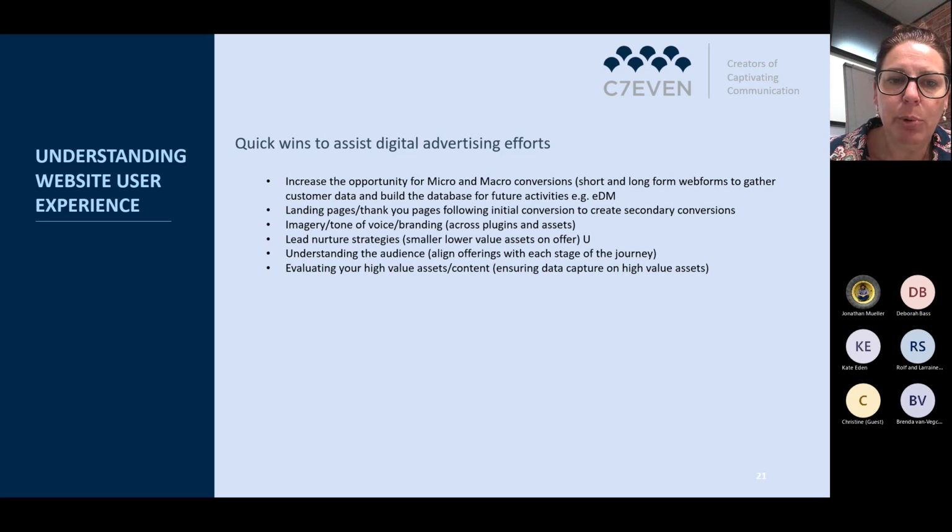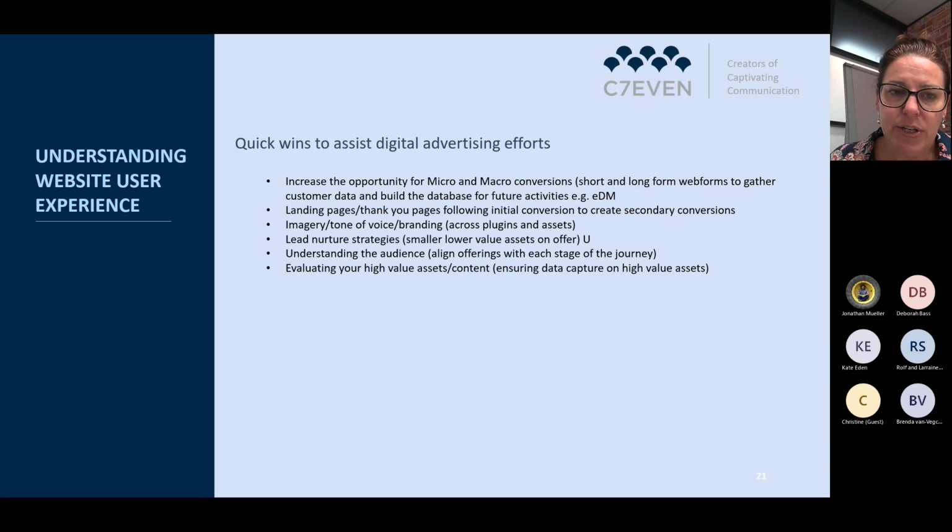Imagery, tone of voice, branding. So if you're utilising third-party resources to facilitate bookings or anything like that, just investigate the opportunity to what they call white label it. If there is that potential where you can jump in and apply your branding, then that's obviously an advantage and worth exploring.